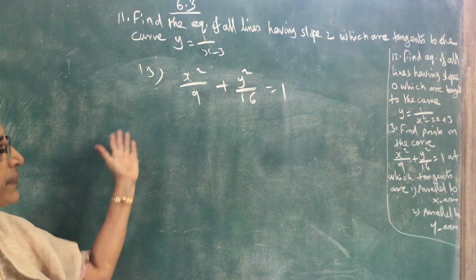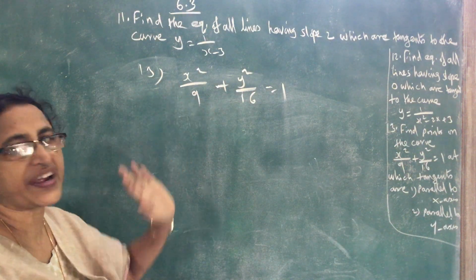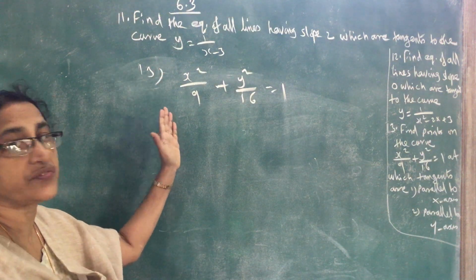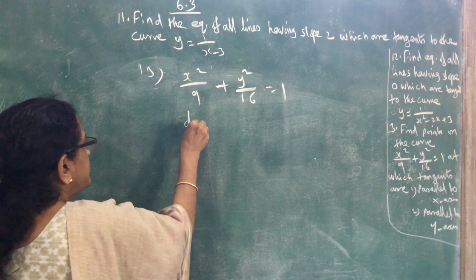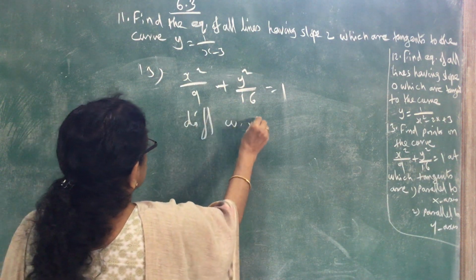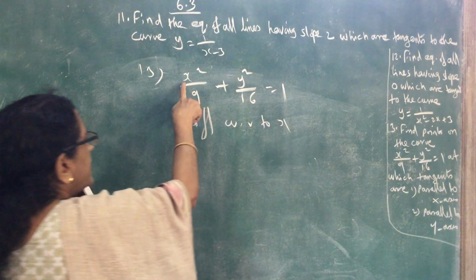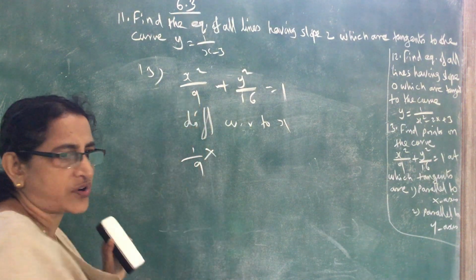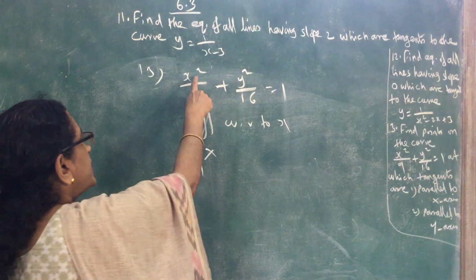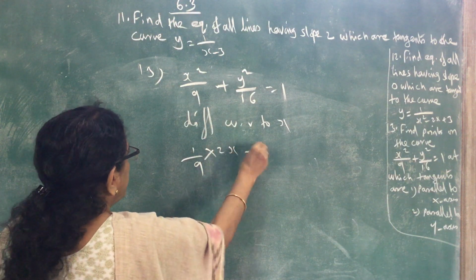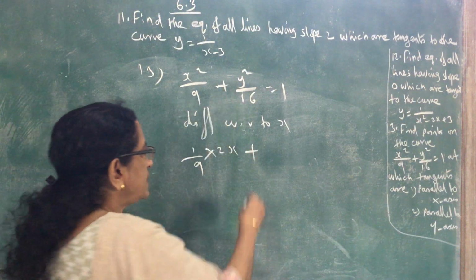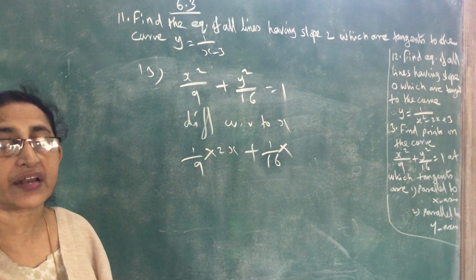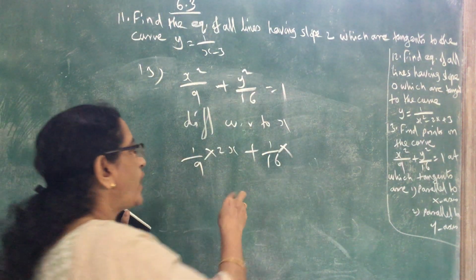So it is in implicit form. How to find dy by dx? We have to differentiate term by term, each term with respect to x. Derivative of x square by 9 is 1 by 9, constant, into derivative of x square, that is 2x, plus 1 by 16, constant, into derivative of y square with respect to x, that is 2y dy by dx.